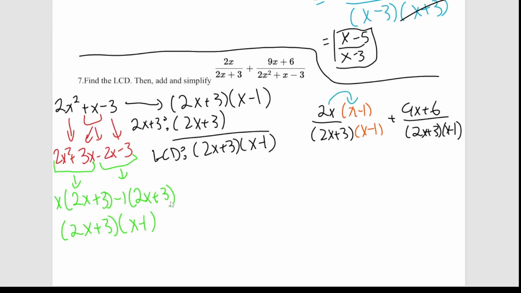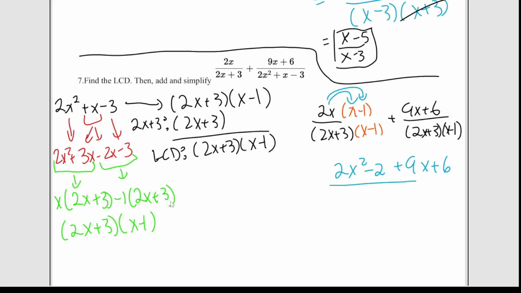So 2x times x will give us 2x squared. 2x times negative 1 will give us minus 2. And then we're adding that to 9x plus 6. If you really want to think technically we're distributing the addition, you can. It's just that distributing, multiplying by a positive 1 doesn't do anything. And that's still over 2x plus 3 times x minus 1.